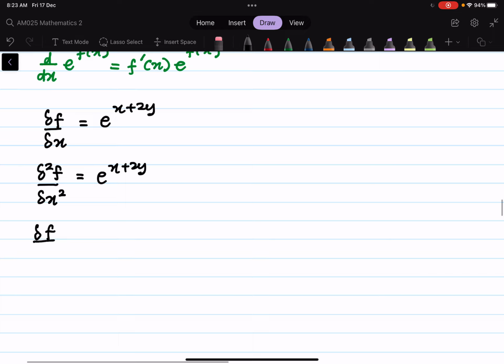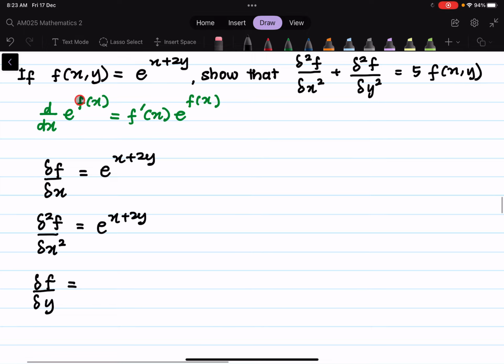Now we're going to differentiate with respect to y, the first order partial derivative with respect to y. So we differentiate e to the power x plus 2y with respect to y. What we have to do first is differentiate x plus 2y with respect to y. Differentiating x with respect to y is 0 because x is a constant, and differentiating 2y with respect to y is 2. So copy down e to the power x plus 2y.